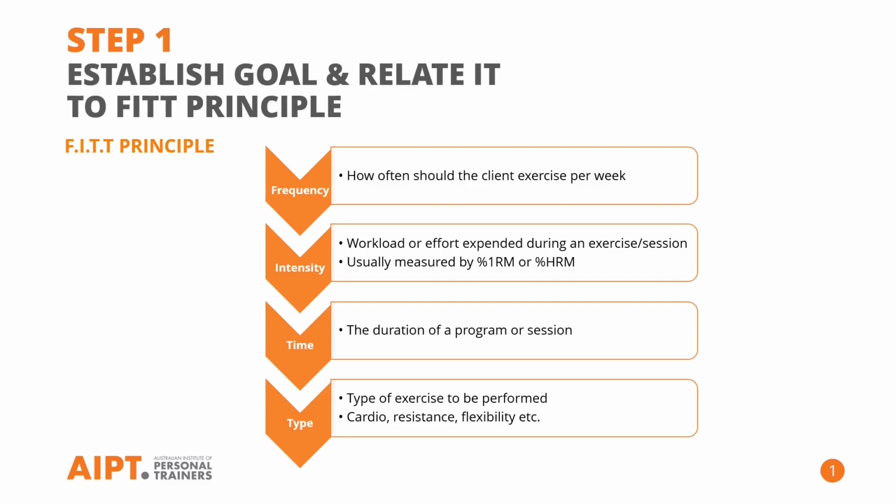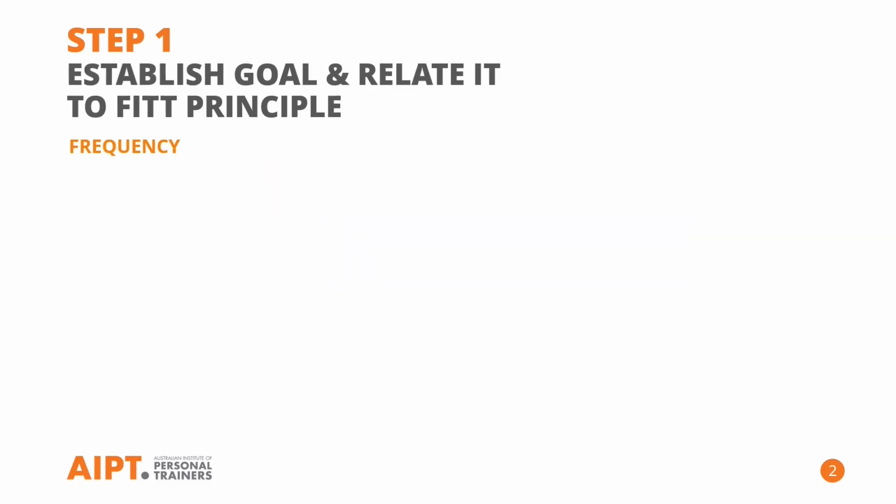Then we move on to time. Time is the duration of a program or an individual session. So it can refer to just one session or an overall program or weekly amount of exercise. And then finally, we've got type. So this is the type of exercise we want to program for the client based on what their goal is. And it could be cardiovascular conditioning, could be resistance training, it could be flexibility, or any combination of those 3. So let's have a look at each one of these principles in a little bit more detail now.